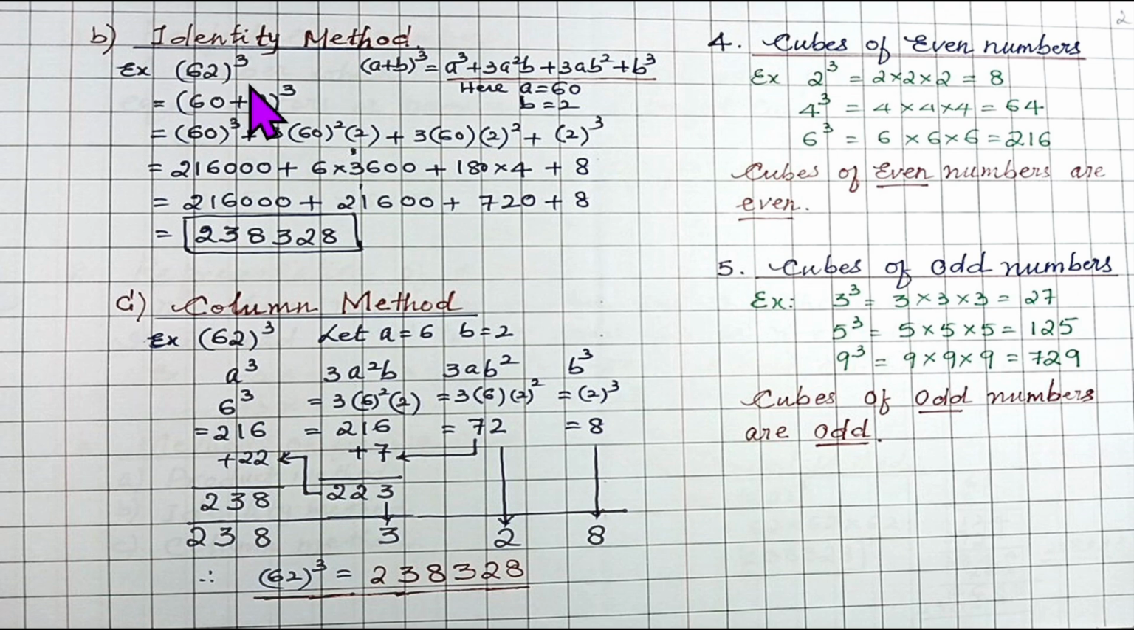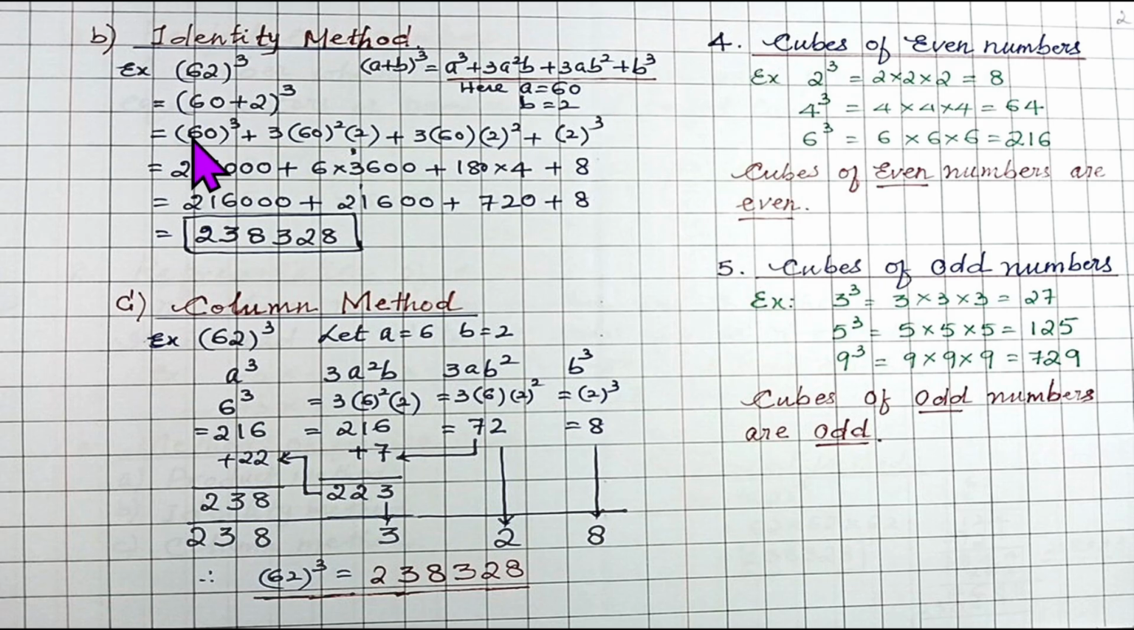Let us see how to find it out. Now 62 cube can be written as (60 plus 2) cube. Now a is 60 here and b is 2. Now use this identity here, put the values of a as 60 and b as 2 and simplify. So we have a cube as 60 cube plus 3 times a square, a square is 60 square, and b is 2. Similarly, 3 times a is 60, b square is 2 square and b cube is 2 cube.